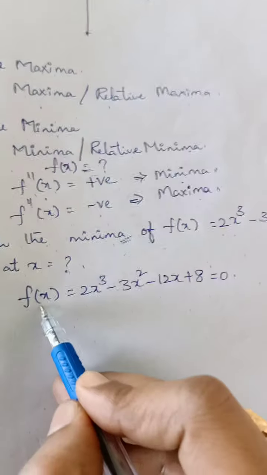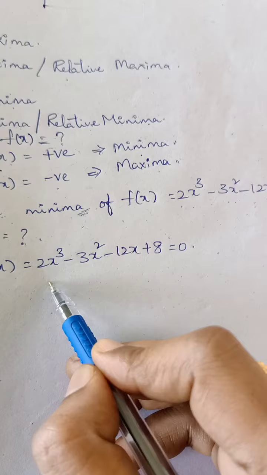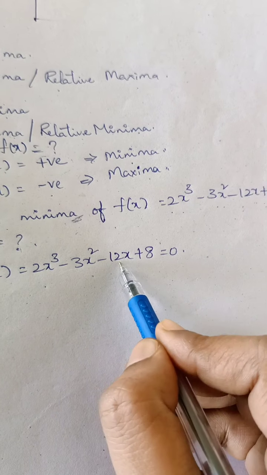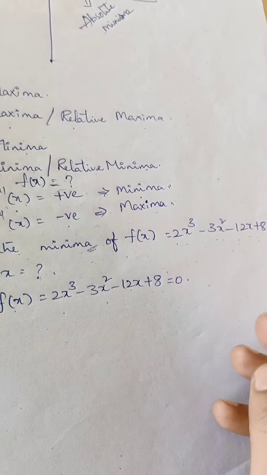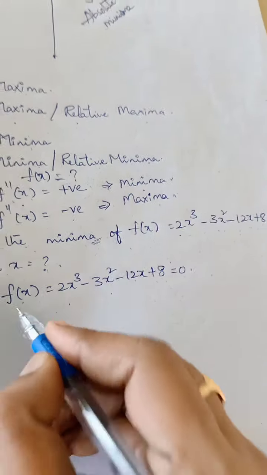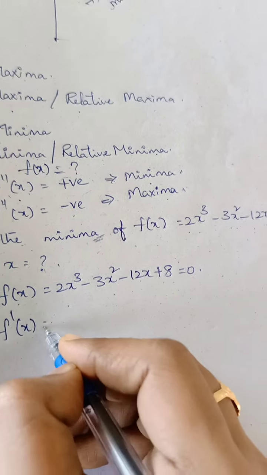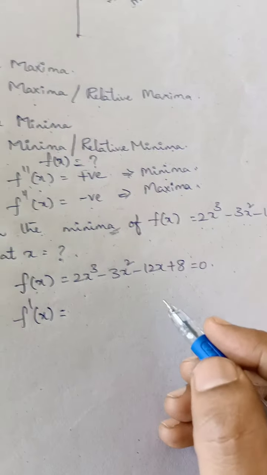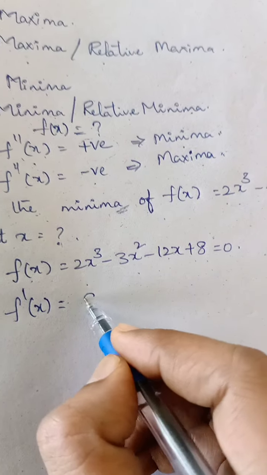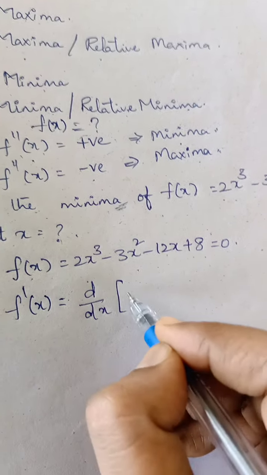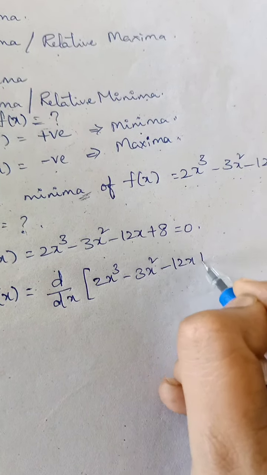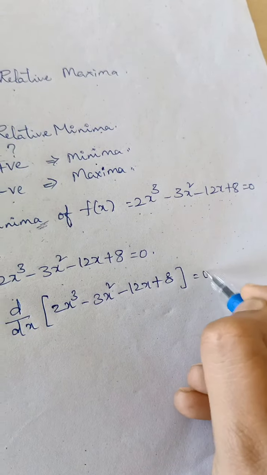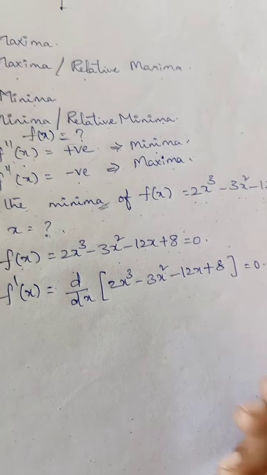First we have to take the given function, that is f of x equal to 2x cube minus 3x square minus 12x plus 8 equal to 0. Here we do the derivation, that is f dash of x, the first derivative. So we have to take the first derivative, that means d by dx of the given function 2x cube minus 3x square minus 12x plus 8 equal to 0. This is the given function.